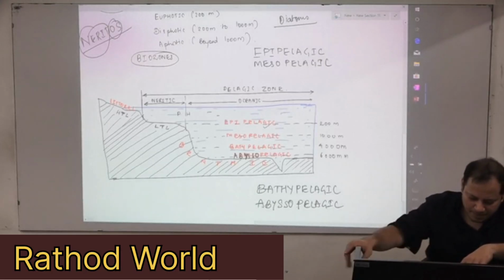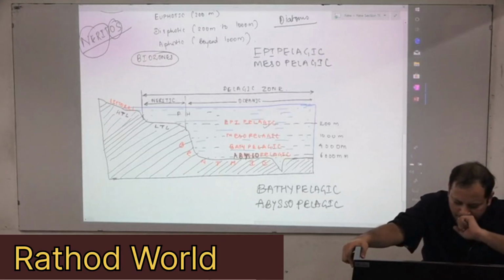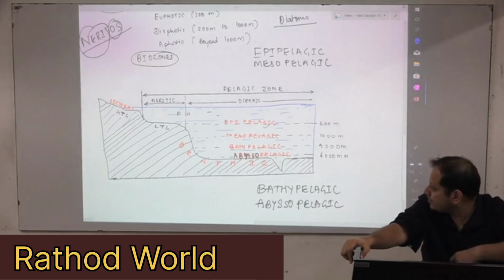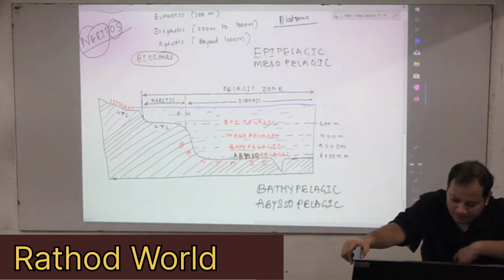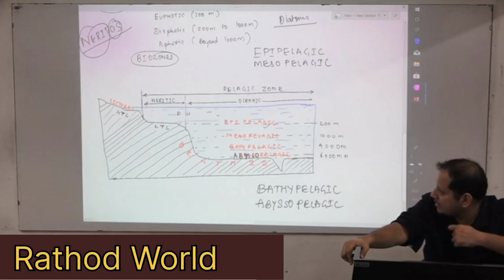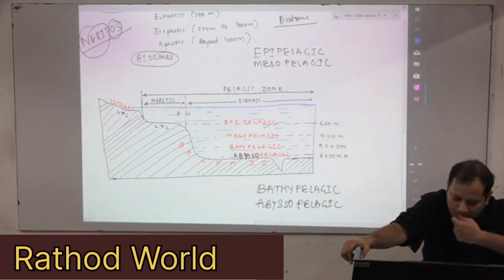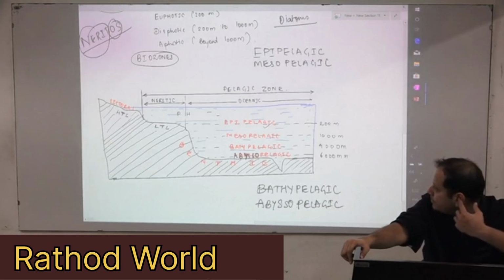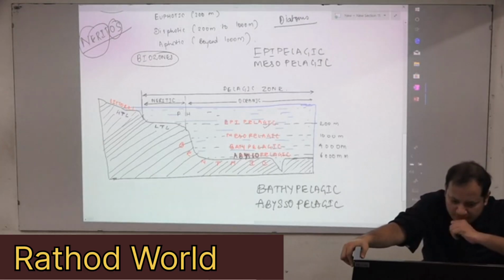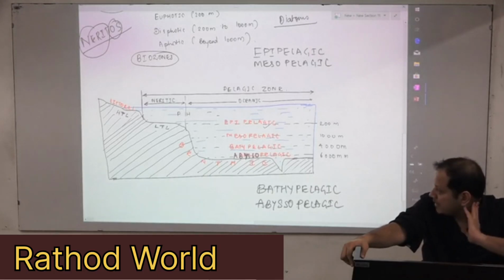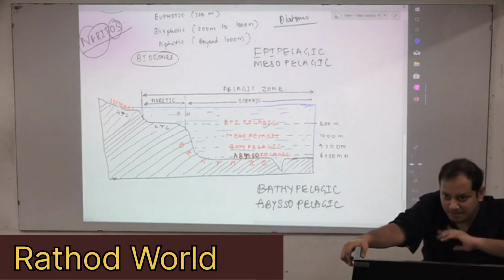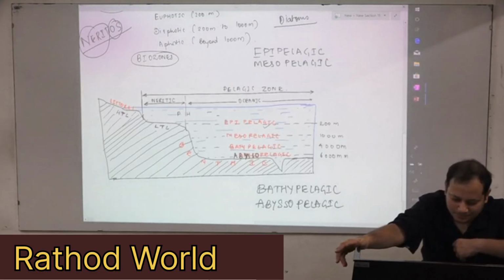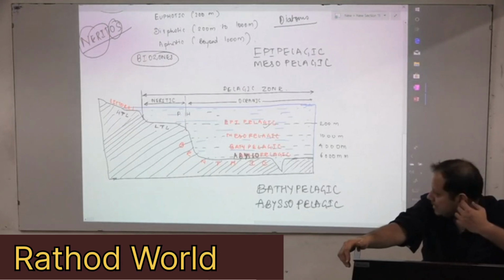Abyssopelagic. From the depth of 4000 to 6000 meters. Representing 54% of the pelagic biome.